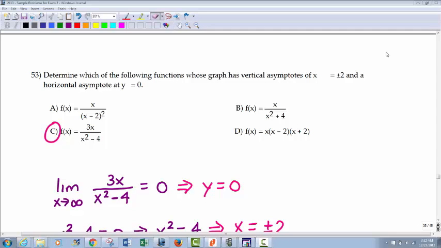Okay, problem 53. Determine which of the following functions would have vertical asymptotes of x equals plus or minus 2 and a horizontal asymptote of y equals 0.